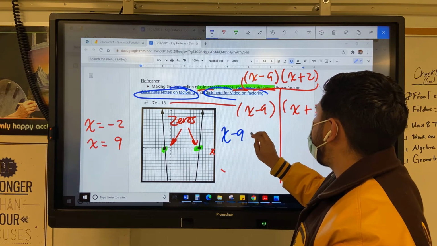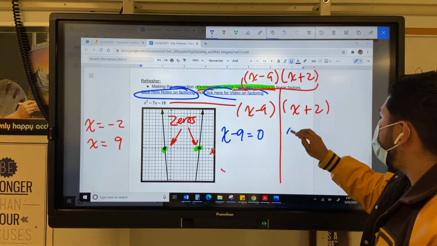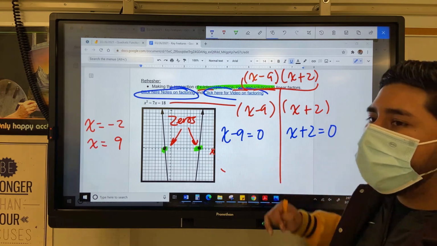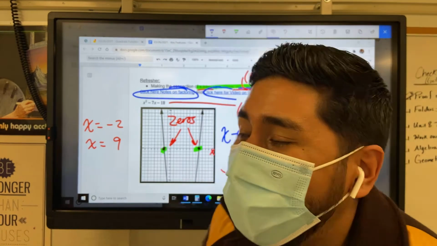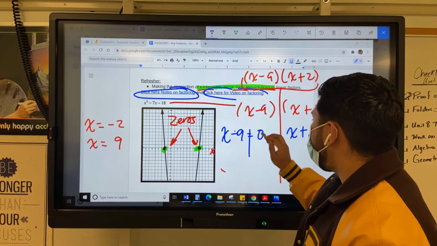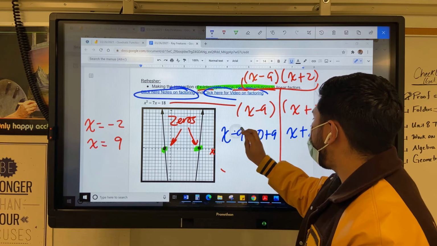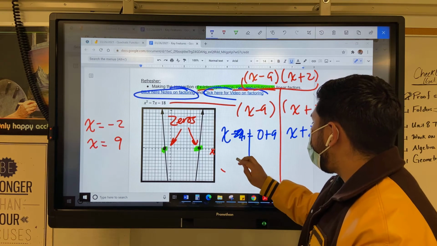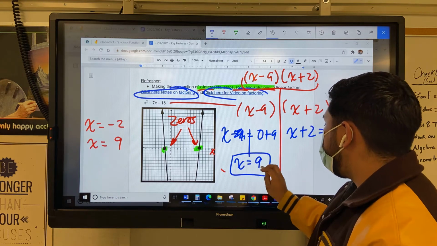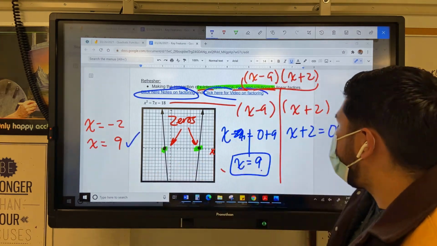X minus 9 equals 0. X plus 2 equals 0. Why did I split them up? Because I need to solve for x. Check it out, I need the x by itself. What do we do? Border. Throw that over. That's plus 9 now. Get it away. Got x equals 0 plus 9, 9. Is that correct? Check mark.